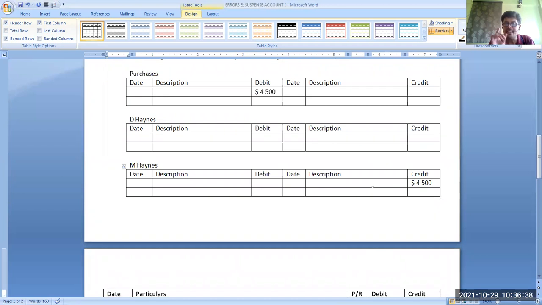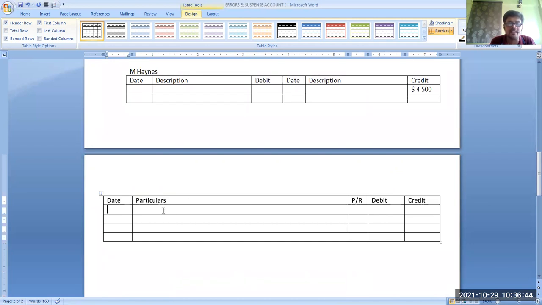Now, how to rectify? D. Haynes was wrongly credited, so you have to debit D. Haynes. M. Haynes was wrongly debited, so he is going to be debited now by 4000. And D. Haynes, which was left to be credited, now we credit, 4000. Okay, this is the rectification of an error of commission. That can happen to a customer also, that can happen to a supplier also.